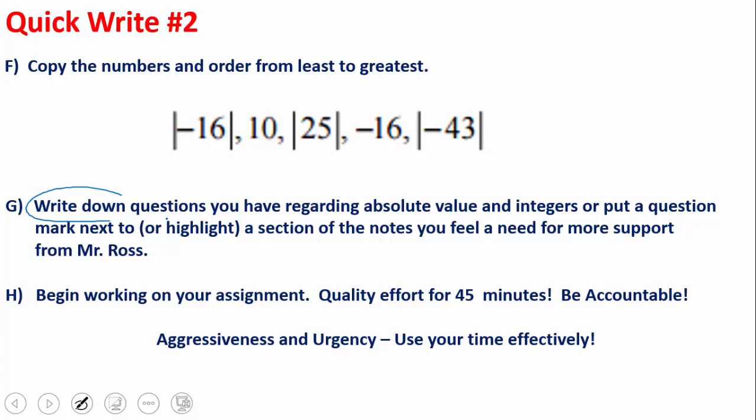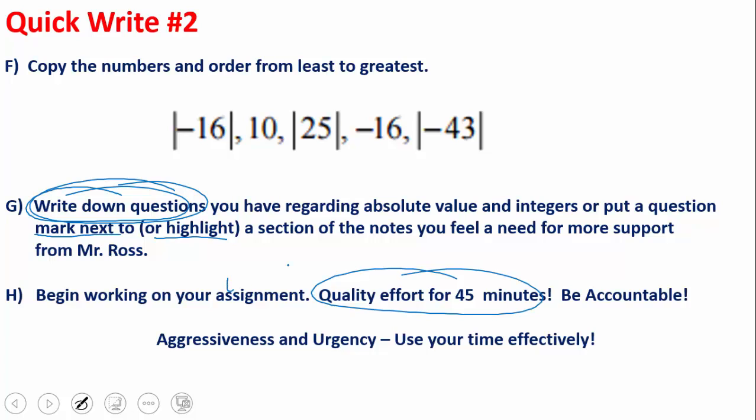Please, please, please, if you have any questions on what we talked about, any questions at all, you need to write them down. Or you need to make a mark next to something, or highlight a section, whatever is necessary, anything you feel you need more support from Mr. Ross with. All right? Then you finish off your 45 minutes. Quality effort, a total of 45 minutes.